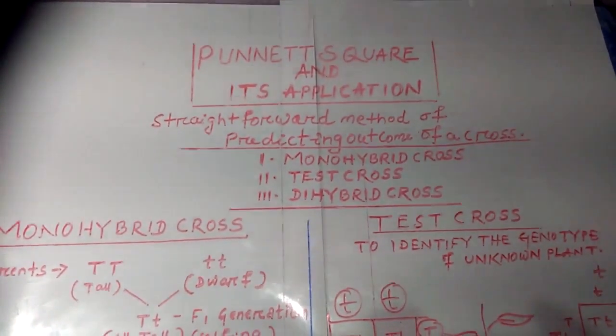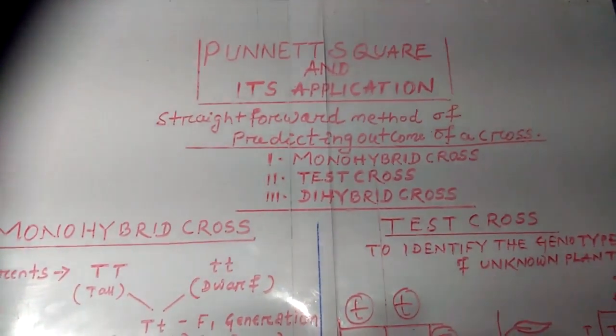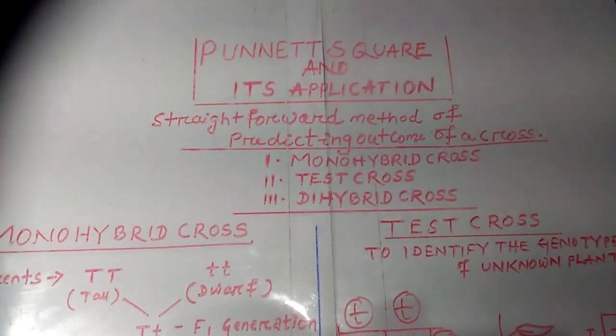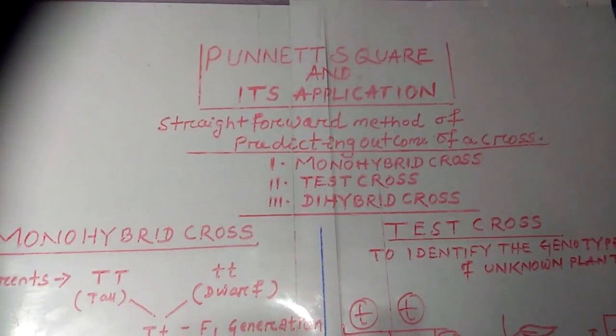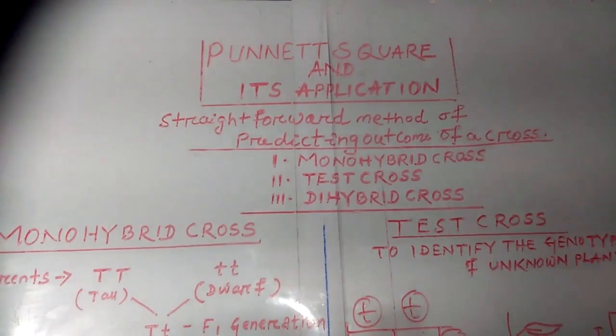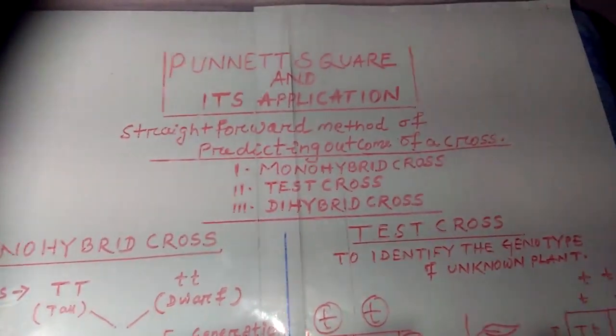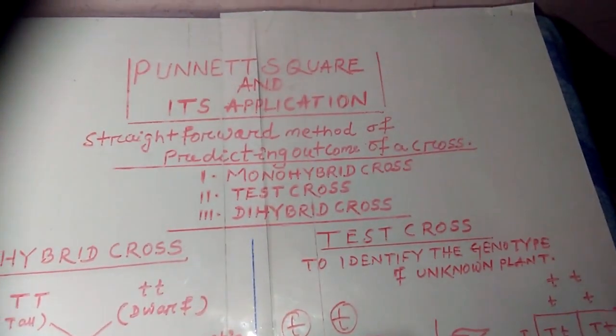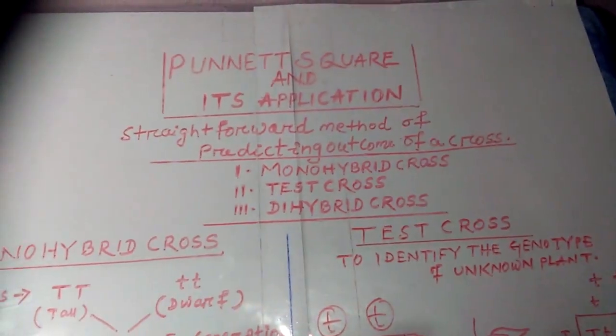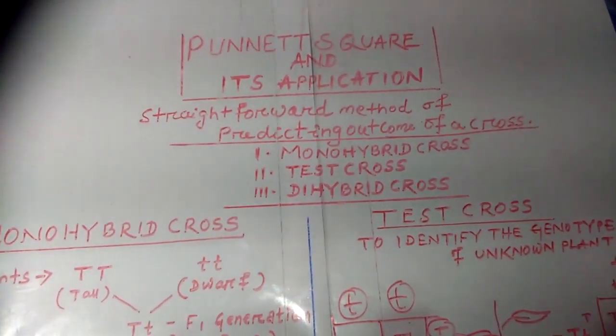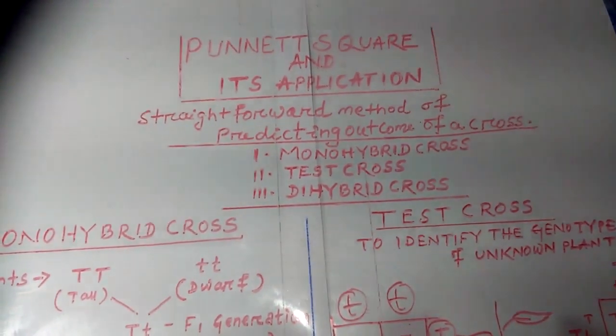Hello all. So today we'll see the Punnett square and its application. A Punnett square is nothing but a square, which is a straightforward method for predicting the outcome of a cross. A cross is nothing but your mating here. If you are doing a male-female mating, finding the gametes is the purpose.